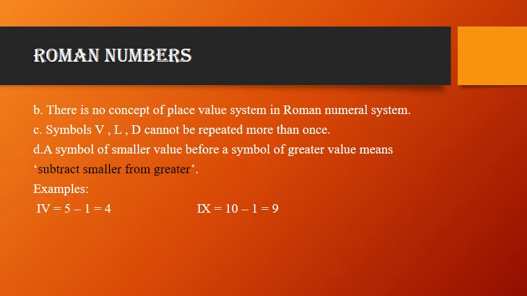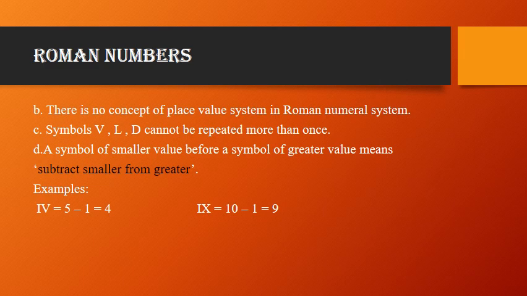So equals 5 minus 1. Here 5 means the value of V is 5, children, and the value of I is 1. So 5 minus 1 equals 4. So whenever smaller value is written before greater value, you need to do subtraction.